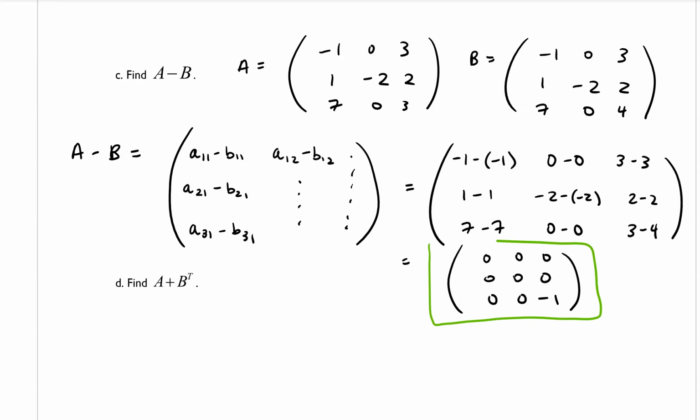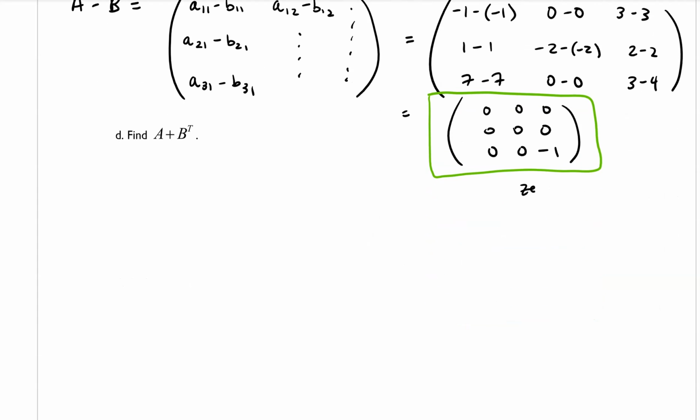That was a lot of writing, but this is our final answer. So A minus B gives us that matrix there, and notice that the entry in the third row and the third column is -1. However, if that happened to be a 0, then that is called the 0 matrix. So this is kind of a side note, but the 0 matrix is a matrix where all the entries are 0. Again, notice that this is not a 0 matrix since the third row and the third column value is -1, but if it was a 0, then the whole thing would be a 0 matrix.